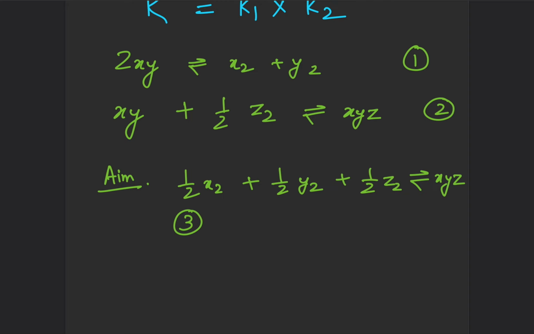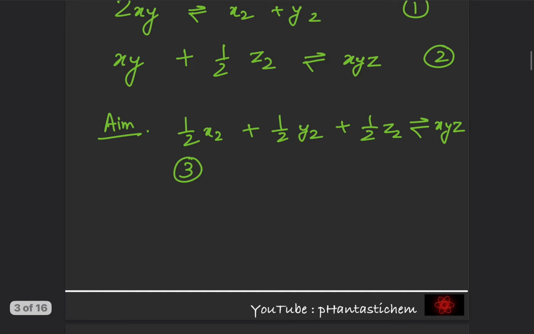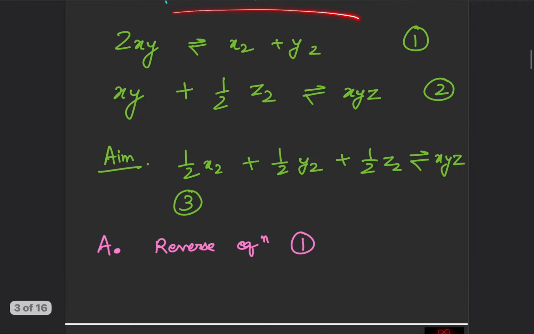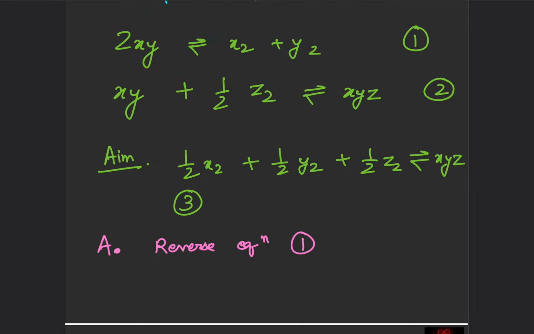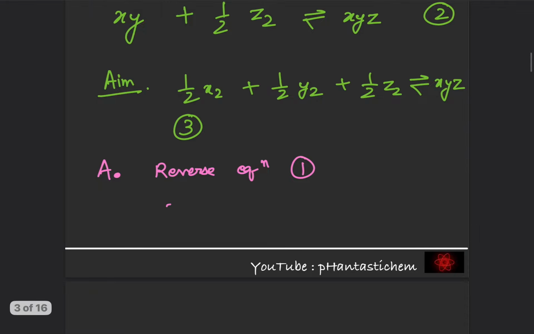Okay, so let us say the first step is step A. Reverse equation 1. So this is equation 1. Reverse this, so it will become x2 plus y2 giving us 2xy. So let's say this is reaction A.